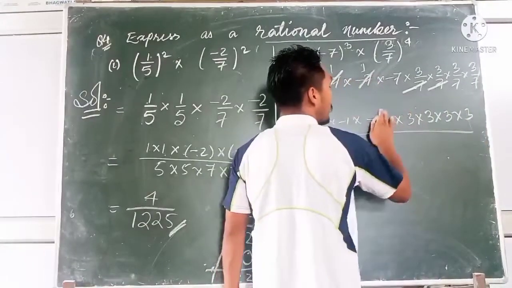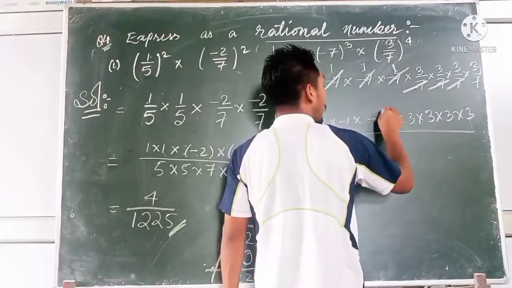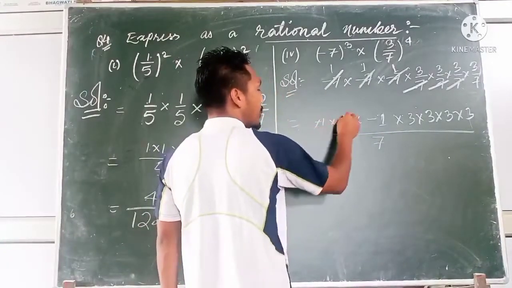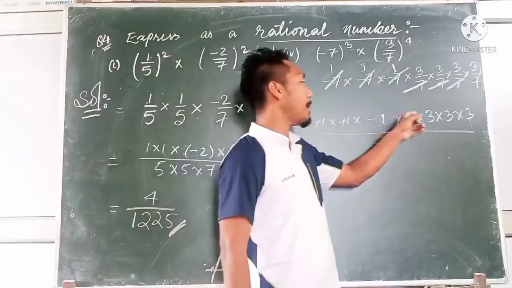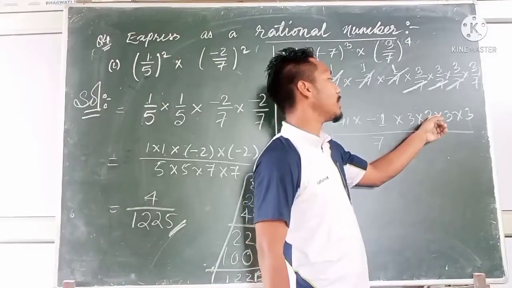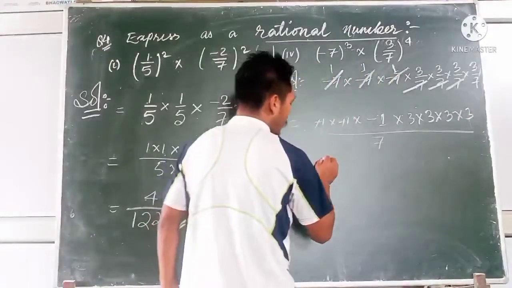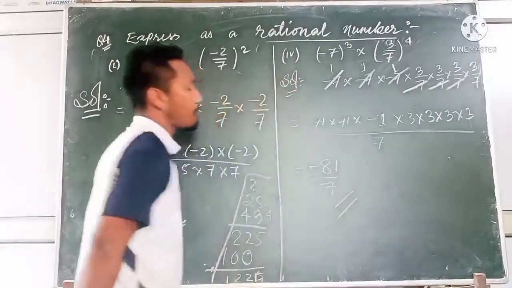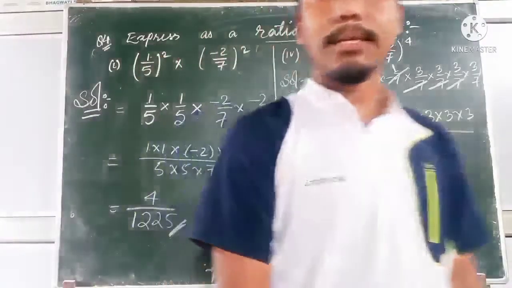I'm sorry, here we can also cancel again. 7 ones are 7 here, so here we will get minus 1, and downside we remain only 7. If you calculate this, minus and minus become plus, plus and minus become minus: minus 1 into 3 is minus 3, into 3 is minus 9, into 3 is minus 27, into 3 becomes 81. So minus 81 divided by 7. This is your answer: minus 81 by 7.